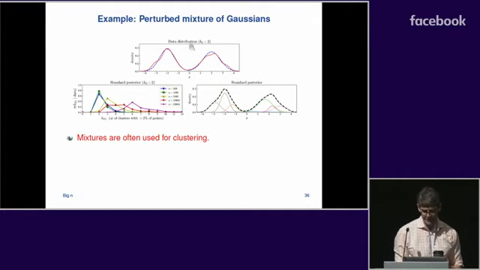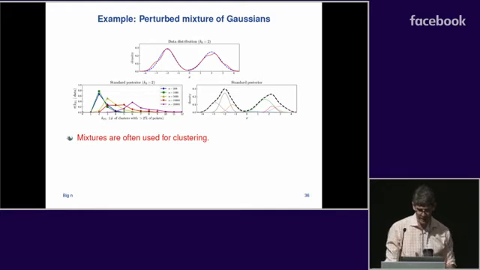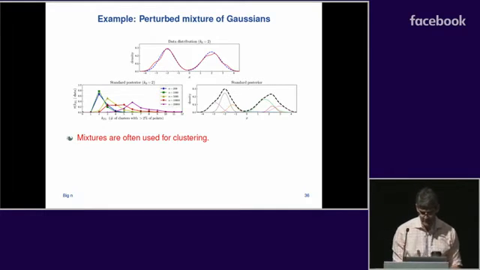Let's say we wanted to use a mixture of Gaussians for clustering. Clustering is the big unsupervised learning problem. Model-based clustering is an incredibly popular type of method, and one very popular model-based clustering method is to mix Gaussians.